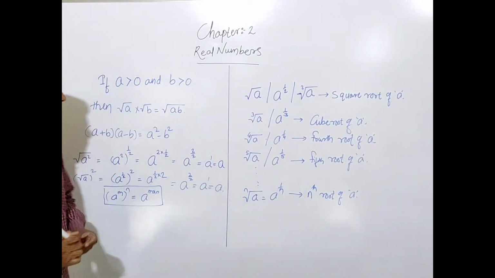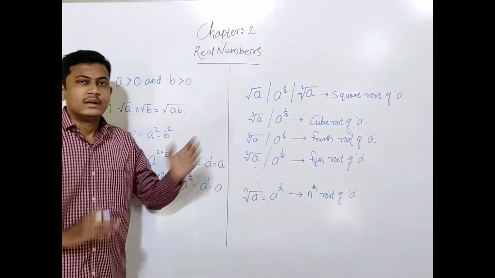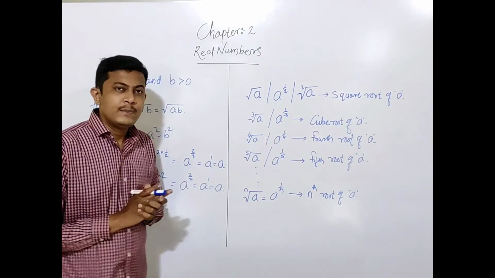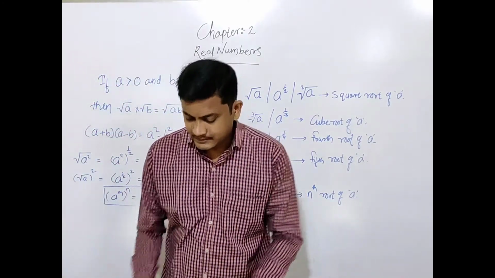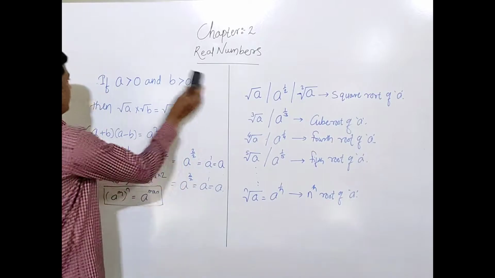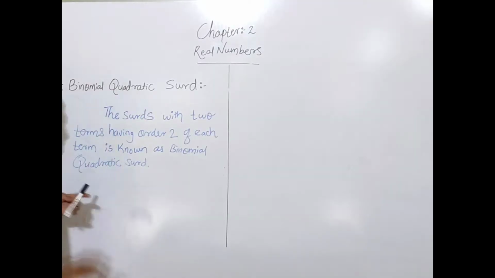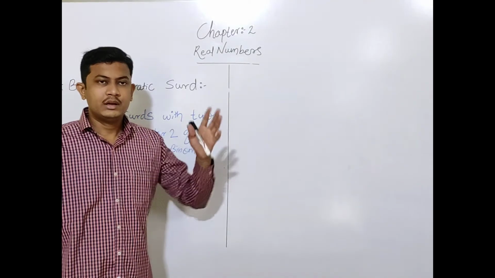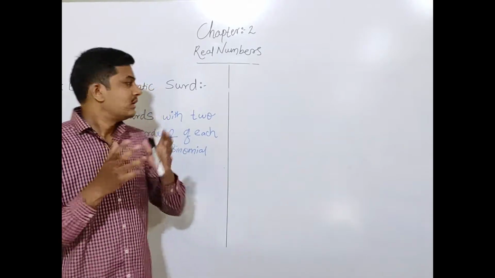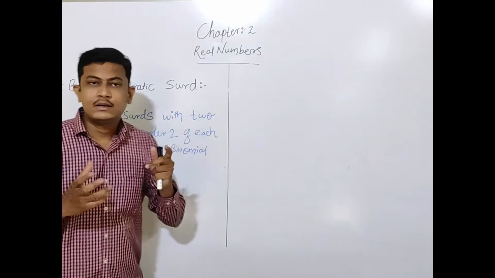So in this way we have discussed this. Now we have to see the next topic, that is binomial quadratic surd. So let's see. Binomial and quadratic are two different terms. If we combine the two terms, binomial and quadratic, the topic binomial quadratic surd forms.